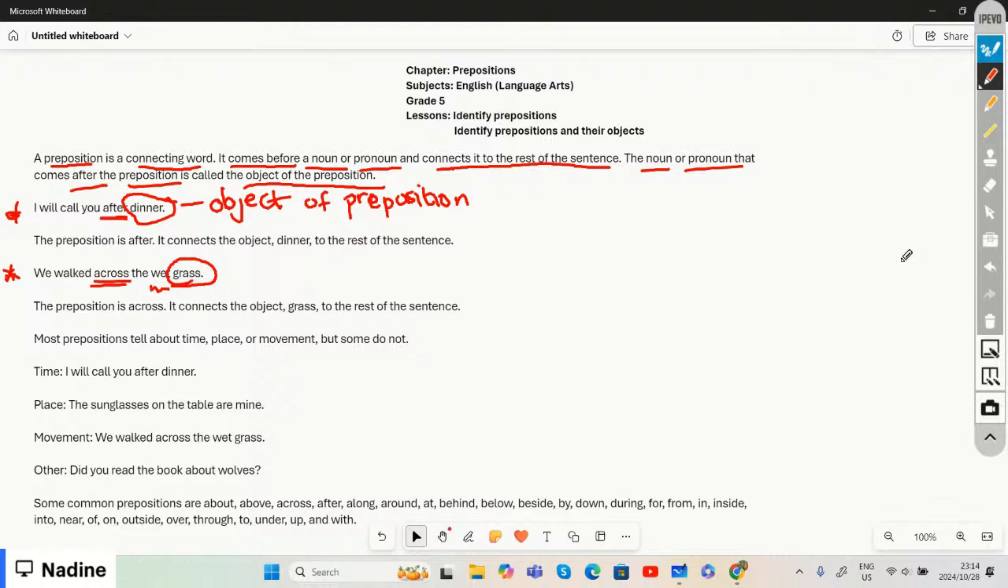All right. So remember we said that the preposition comes before our noun or our pronoun, and we call that the object of preposition, and it connects it to the rest of the sentence. So we walked across where? Across the wet grass, and it connects it to the rest of the sentence.